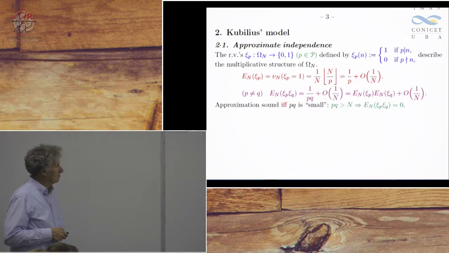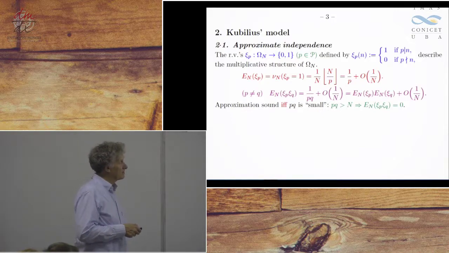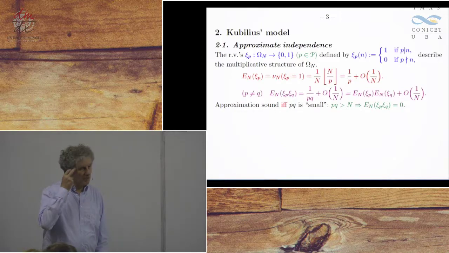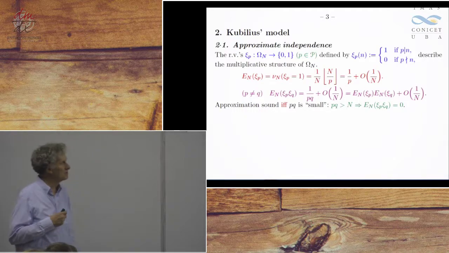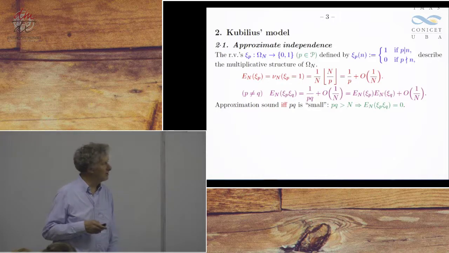But look, if pq is larger than n, then the expectation is 0, and this approximation has no meaning. I mean, no meaning in the sense that the error term is larger than the main term. So we have to be careful, and we have to keep this in mind because this will come over in the whole lecture.